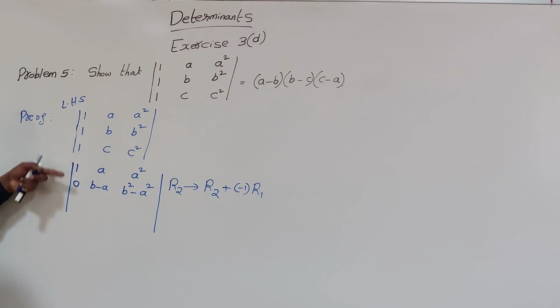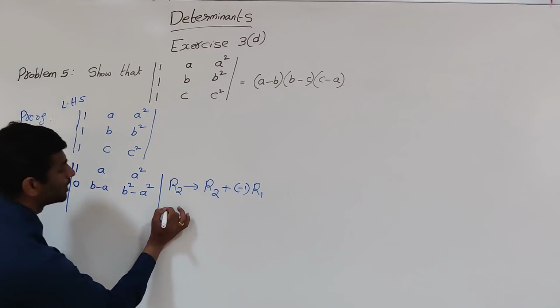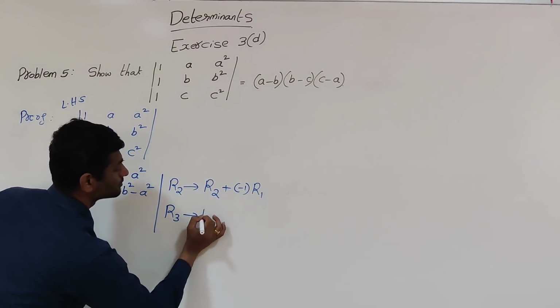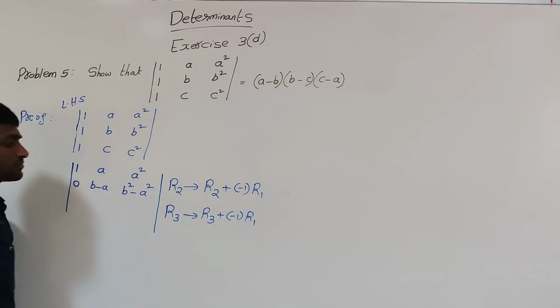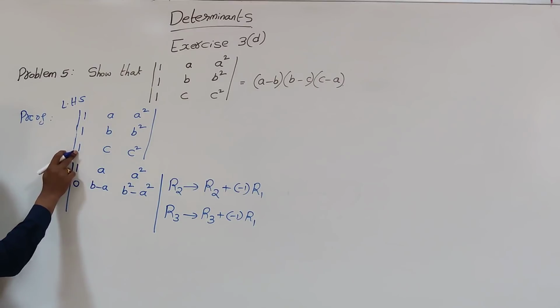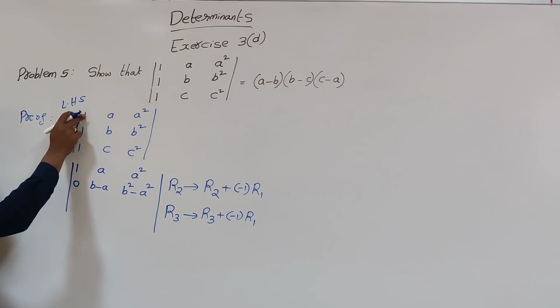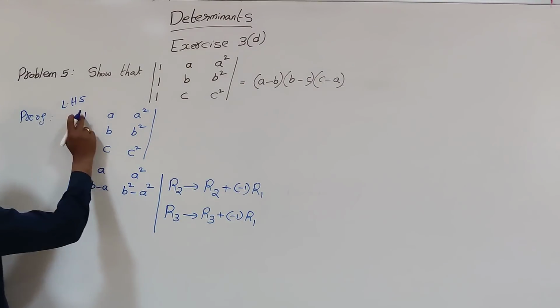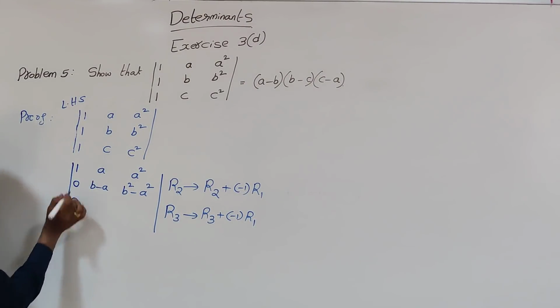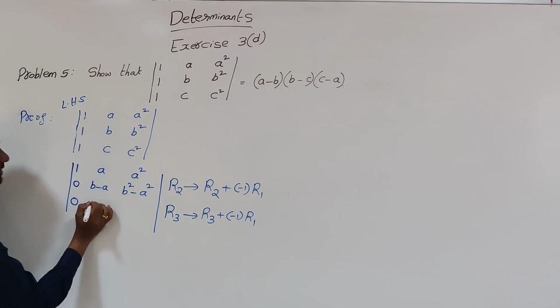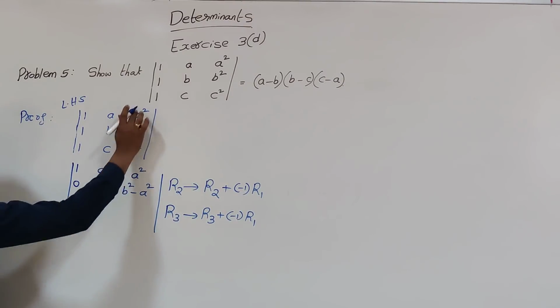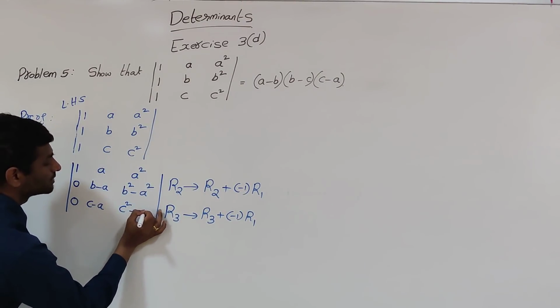Now we will enter into row 3. Again we can have a chance of converting into 0. So R3 is replaced with R3 plus minus 1 times R1. So the element of row 3 is 1, with the corresponding element of R1, 1 plus minus 1 times, so it will be 0. Then c plus minus 1 times a, c minus a. And this will be c square minus a square.